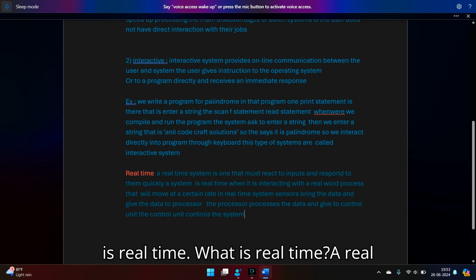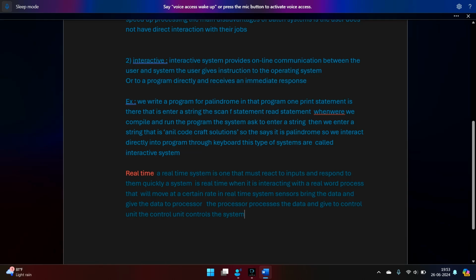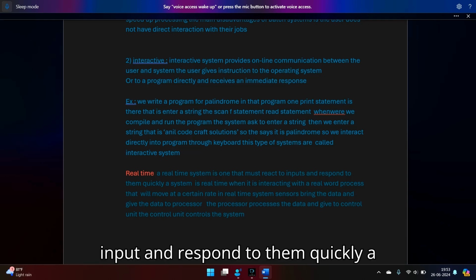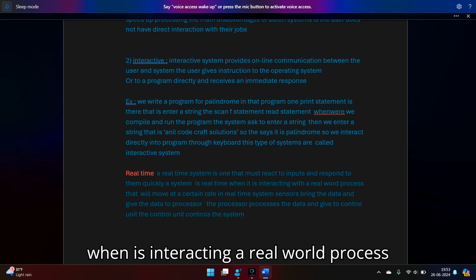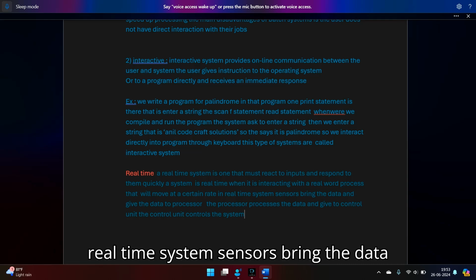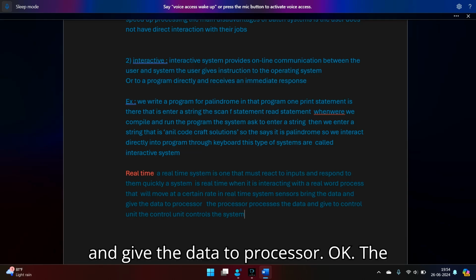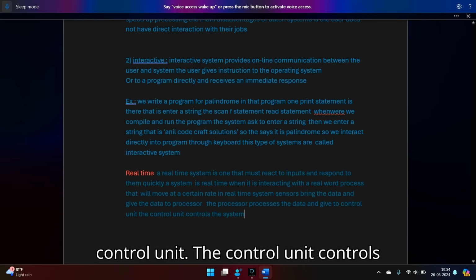This is real time. What is real time? A real time system is one that must react to input and respond to them quickly. A system is real time when it is interacting with a real world process that will move at a certain rate. In real time systems, sensors bring the data and give the data to the processor. The processor processes the data and gives it to the control unit. The control unit controls the system.